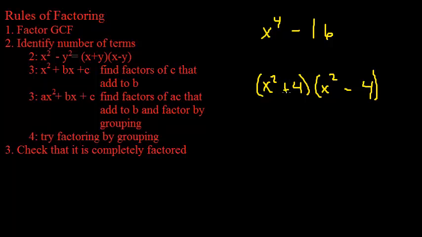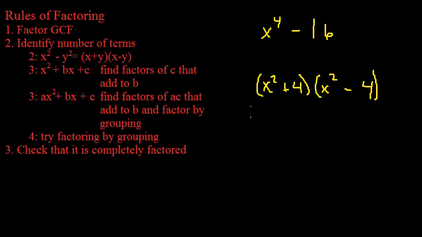I need to check to see if it's completely factored. This here, right? These two terms are both perfect squares, but I have a plus sign in the middle, so it is not a difference of squares, so I cannot factor that. But over here, x squared minus 4, this is a difference of squares. Each term is a perfect square, and they're being subtracted. So I can factor this again.